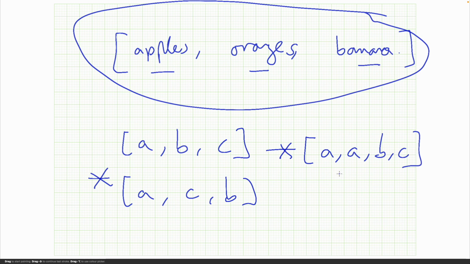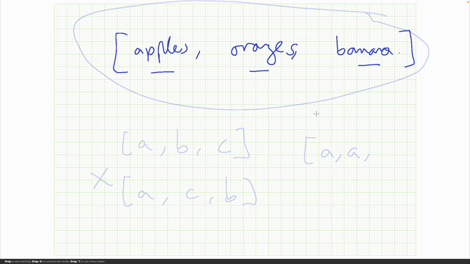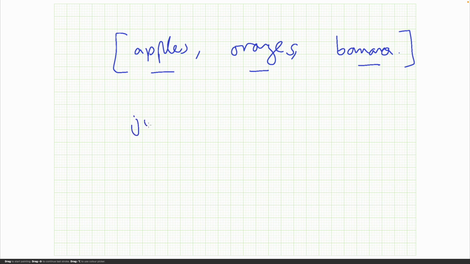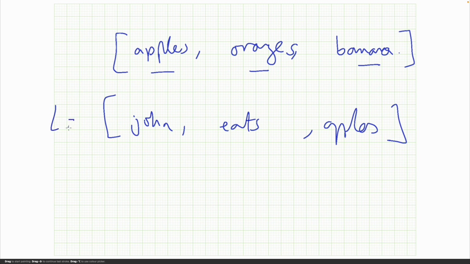So let's see if we can turn those words, the subject, verb, object, into a list, which will be much easier to read. What do I mean by that? So if I had John eats apples, if I had those as three things in a list, say L equals, list equals, that might be easier to read. So how would I do that?